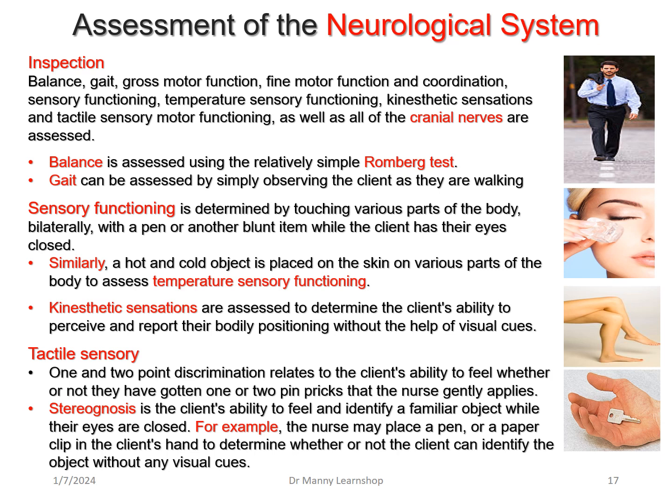Then you've got tactile sensory, which can include the 1 or 2 point discrimination test, which relates to the client's ability to feel whether or not they've gotten 1 or 2 pinpricks that the healthcare provider gently applies. You have stereognosis, and this is the ability of the client to feel and identify a familiar object while their eyes are closed. For example, it could be a key placed in their hand, a paper clip, a pen, and if they can identify it without any visual clues.